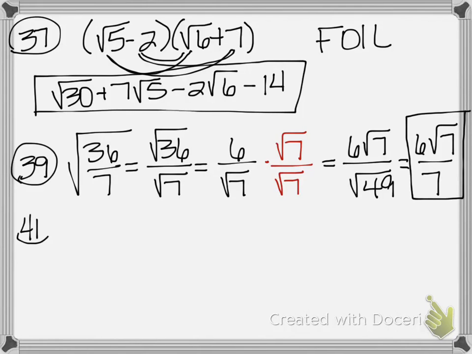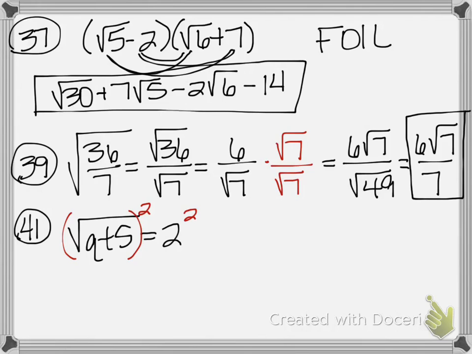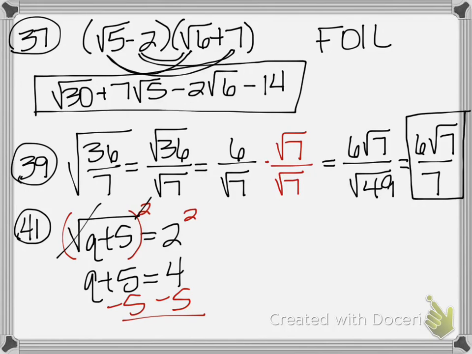41, we're solving an equation with a radical sign in it. We have the square root of q plus 5 equals 2. Whenever you have an equation with a radical, you want to isolate the radical, and then once it's isolated, you square it. What you do one side, you have to do the other, and the reason why we're squaring is because a square and a square root are opposite operations. So they kind of cancel each other out. And I'm left with just q plus 5 equals 4. And now I have this little mini equation to solve. Just subtract 5 from both sides. And I get q equals negative 1.